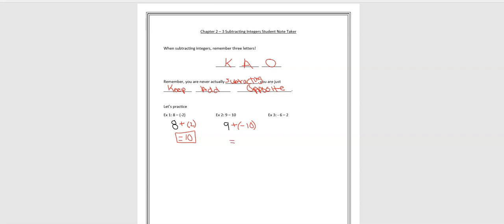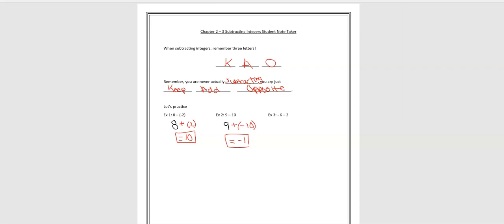And do you remember our adding rules? What do we do when they are different signs? If different signs, we're going to subtract, so 10 minus 9 is 1. The absolute value of negative 10 is 10, and that's bigger than 9. So I'm going to take the sign of this number, and the sign is negative. So my answer is going to be negative 1.